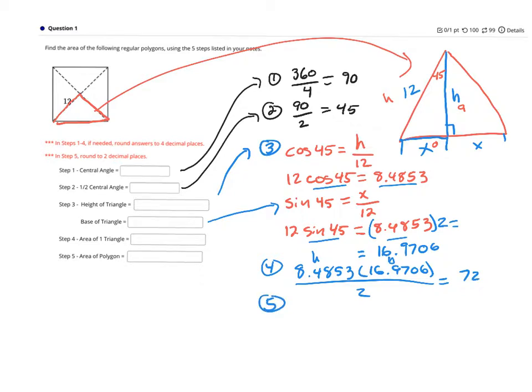The last step is to go ahead and multiply that by the number of triangles. There's 1, 2, 3, 4 triangles. So I take 72 times 4, which is going to be 288. So to fill out all my answers, we would have 90, 45, 8.4853, 16.9706, 72, and 288.